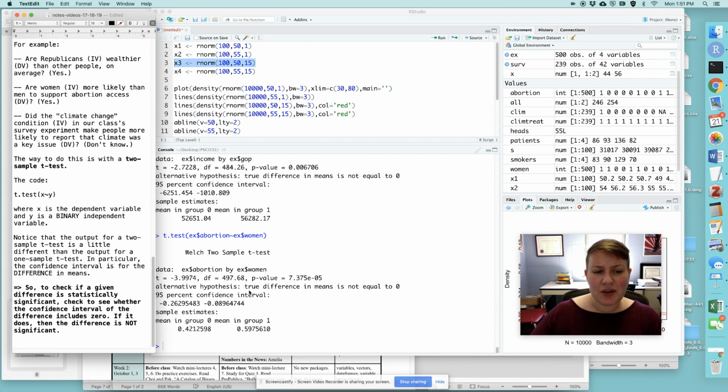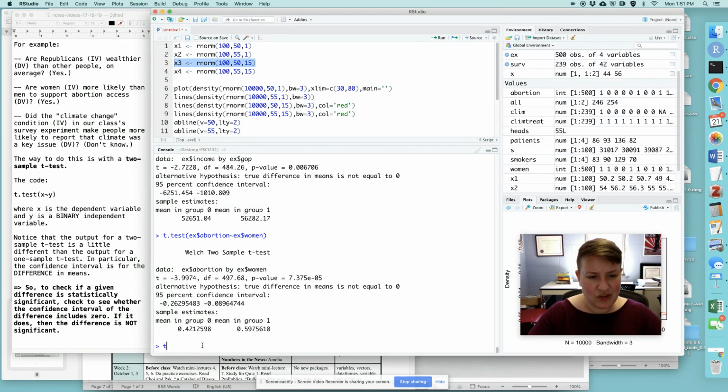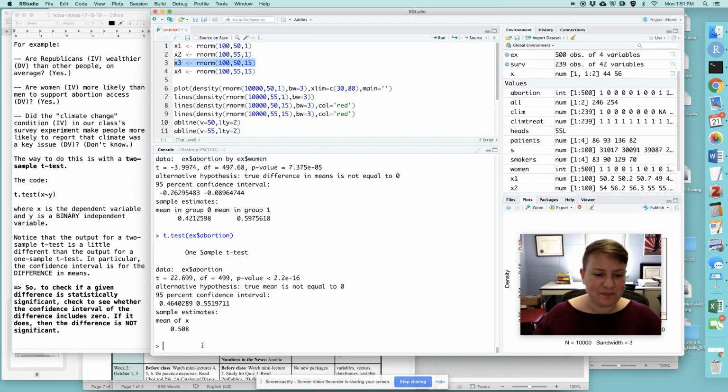I want to draw your attention to one last thing, which is that the output for a two-sample t-test is a little bit different than the output for a one-sample t-test. So let's just look at a one-sample t-test. The mean across all people in our sample is 51% of people support abortion access. That's quite different from 0.